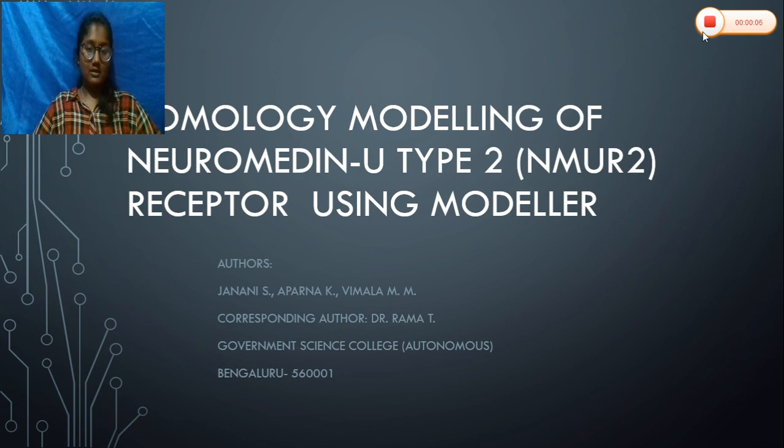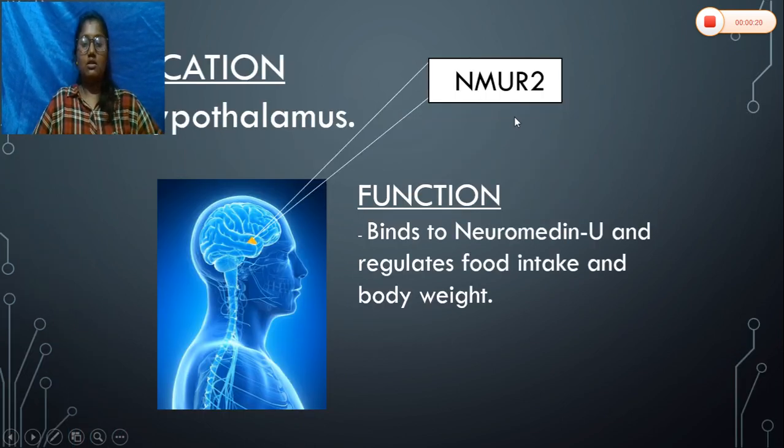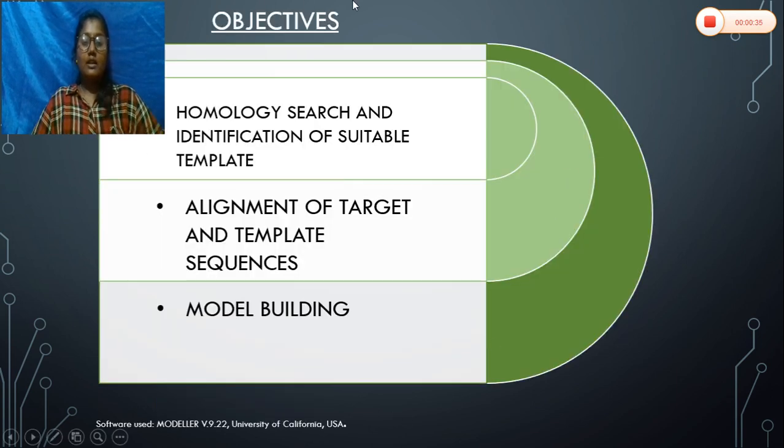I'm doing my Masters in Biotechnology and I'm going to present to you about homology modeling of neuromedin type 2 receptor using the software Modeller. Neuromedin type 2 receptor, which is also called NMUR2, is located in the hypothalamus region of the brain, and the main function of this receptor is to bind to neuromedin U and regulate food intake and body weight in animals and humans. There are three important steps in homology modeling.